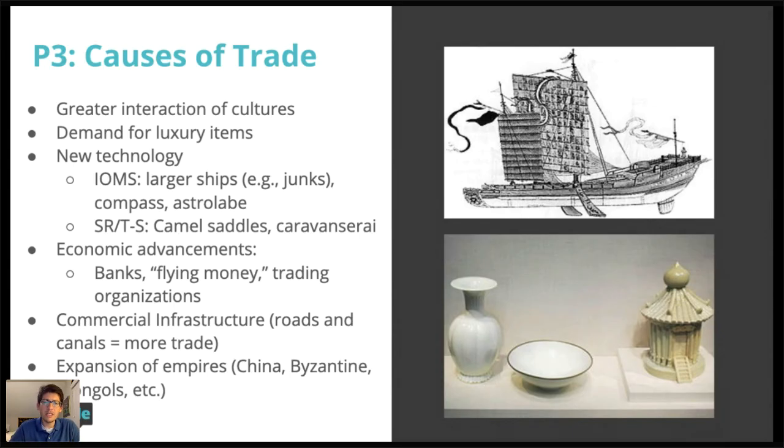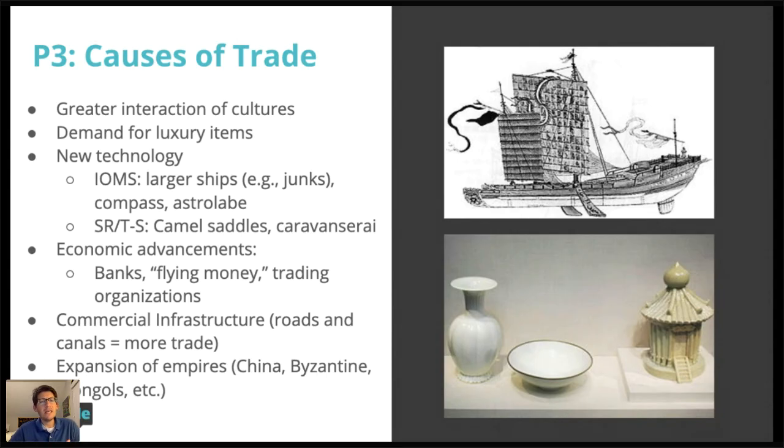On the Silk Roads and in the Trans-Saharan network, that looked like camel saddles, or the development of caravanserai, which were kind of like camel motels, right? These rest areas where people could trade and do business, and then rest for a set number of days, pay a fee, and then continue on their caravan with what could be dozens to hundreds of camels in tow, laden with luxury goods. But there are other reasons why trade expands in this time period.